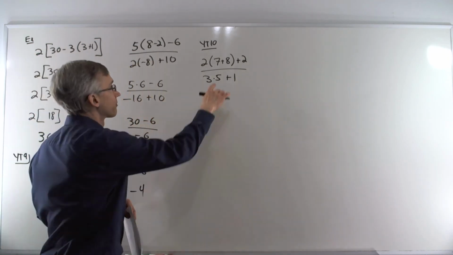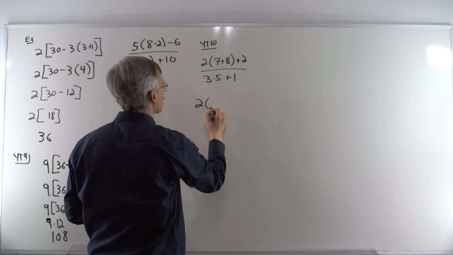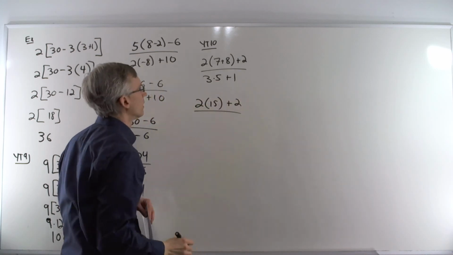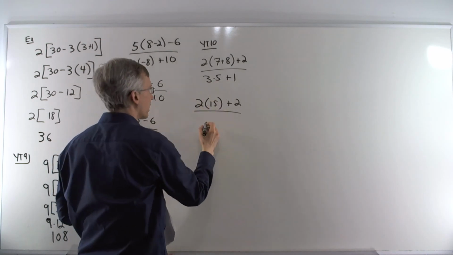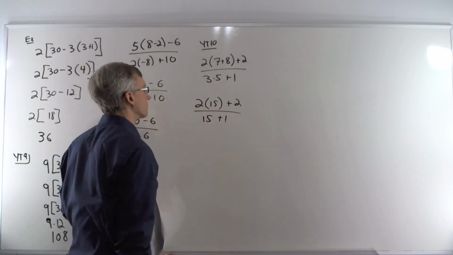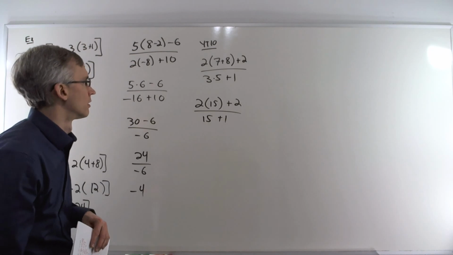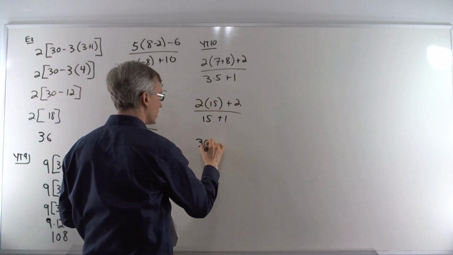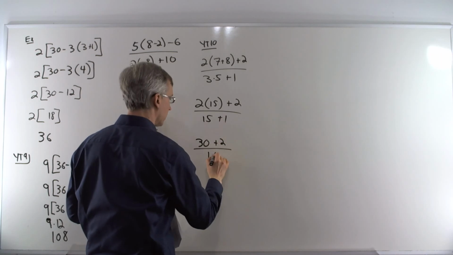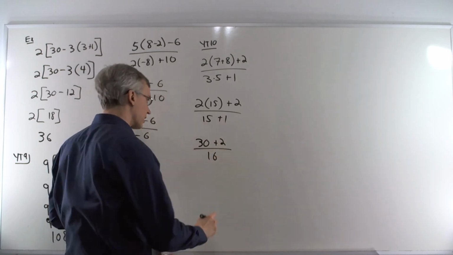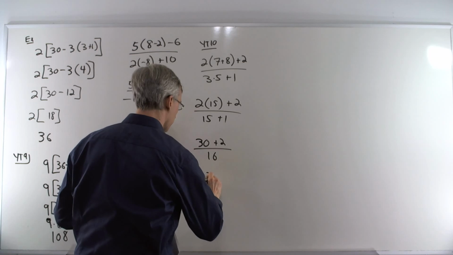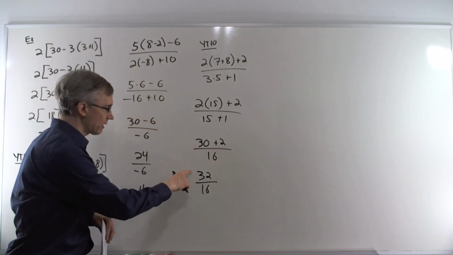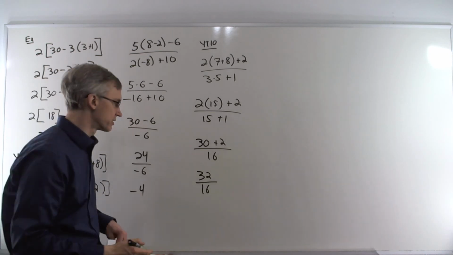On top, we'll start within the parentheses. So you get 2 times 15 plus 2. And the bottom will start here, multiplication, so that is 15 plus 1. Now on top we have a multiplication here, so we'll do that next. Then it's 30 plus 2, and on the bottom we get 16. Completing the top, that is 32 over 16. And now we're down to a single number on top, a single number on the bottom. We can divide to get 2.